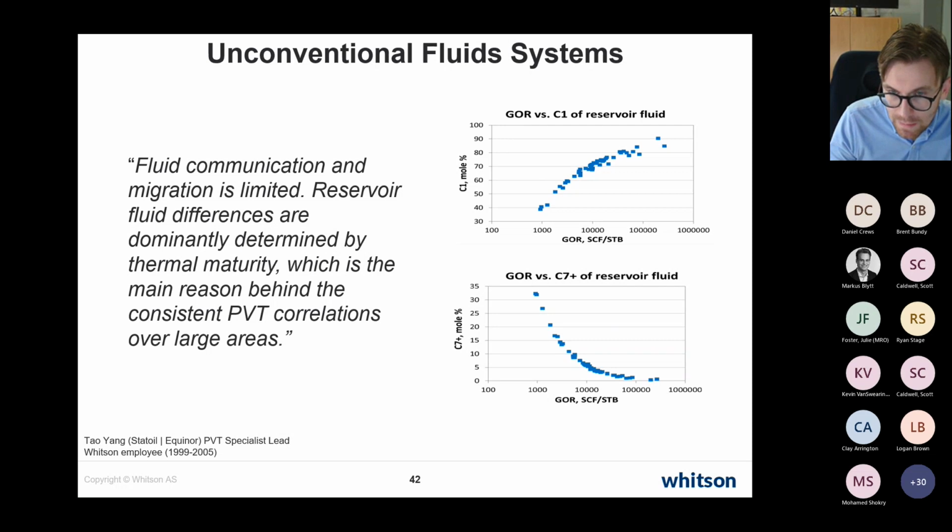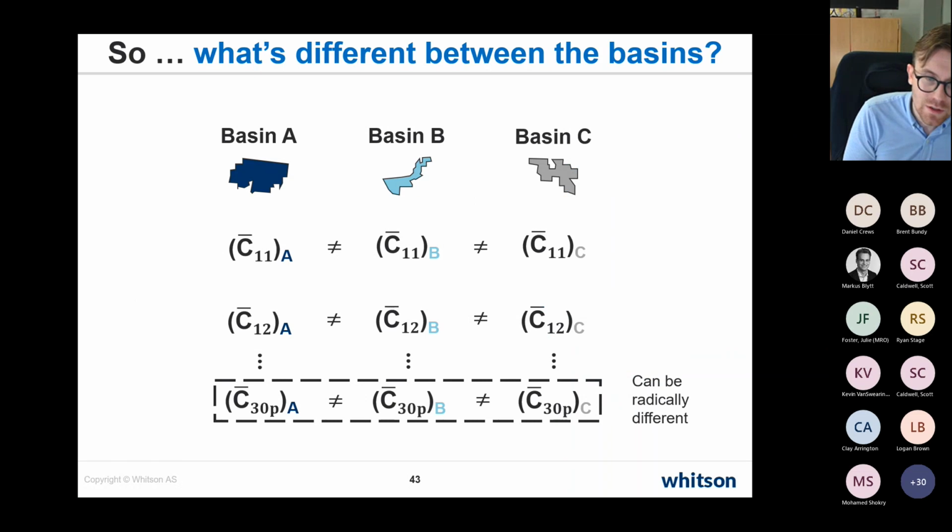Okay, so the question that arises many times is, if it's so consistent, why can't we just create one PVT model for all the fields? And that's an excellent question as well. But the answer to that is that what is actually different between the Niobrara, Eagle Ford and SCOOP/STACK, for instance, is these heavier components. So that's how we characterize everything that's heavier than C7+.